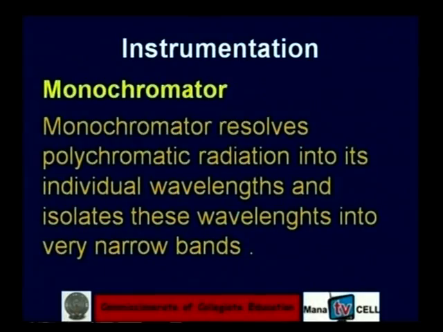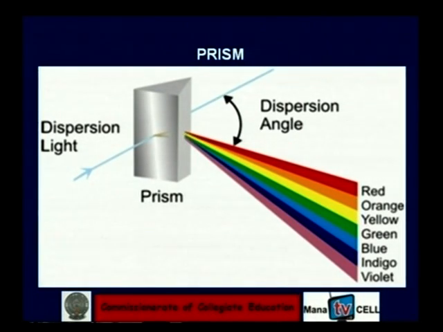Coming to the filters, a filter is used to resolve the radiation into very narrow bandwidths of about 40 centimeters. Coming to the monochromators, a monochromator resolves the polychromatic light into monochromatic light, or individual wavelengths, and also isolates these individual wavelengths into very narrow bands. Basically, monochromators are of two types. The first one is the prism and the next one is the grating.